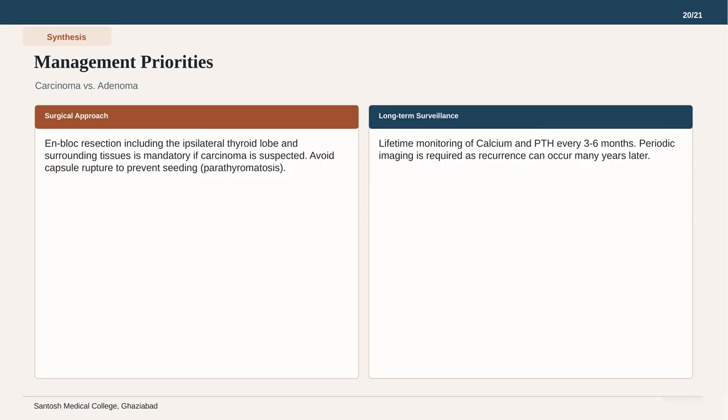Because recurrence can occur many years after the initial surgery, patients require monitoring of their calcium and parathyroid hormone levels every 3 to 6 months, along with periodic imaging. This long-term commitment to follow-up is the only way to catch recurrences early and manage the disease effectively. These priorities ensure that we are not just treating the immediate crisis, but also planning for the patient's long-term health. We now conclude with a final synthesis of this remarkable case.